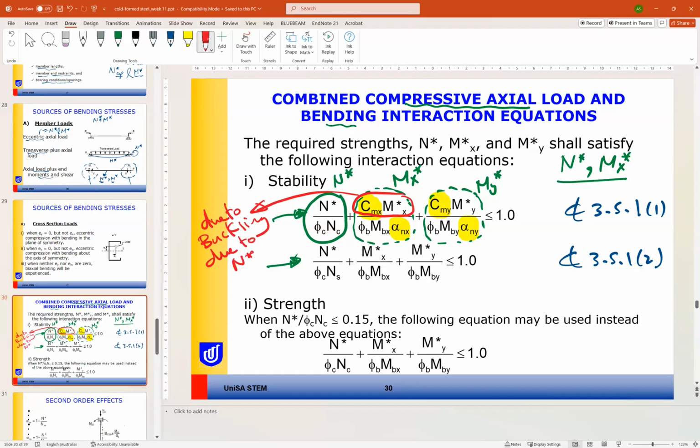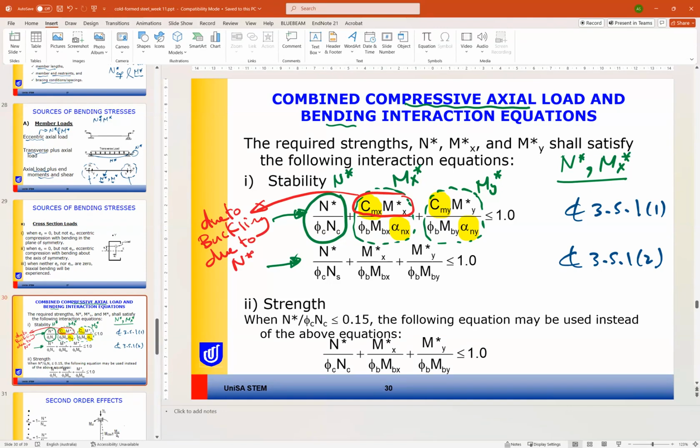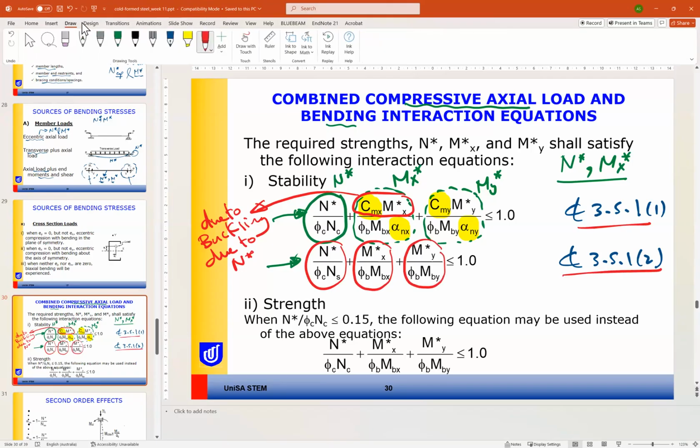So we have two clauses, as you can see here, two clauses for N asterisk. One of them uses Cmx and M asterisk, another one is without the amplification. Both of them should be satisfied. Satisfied means both formulas should be less than or equal to 1. And all the terms are added together.